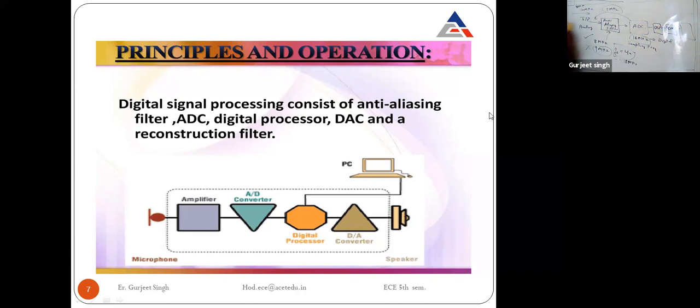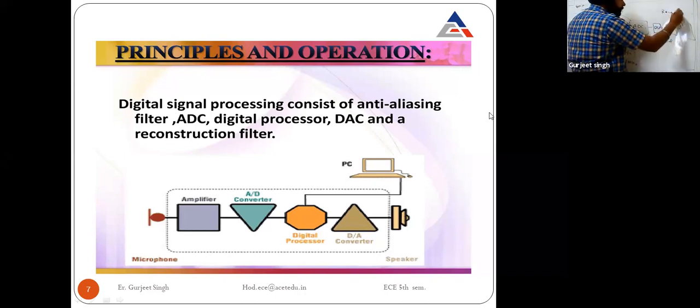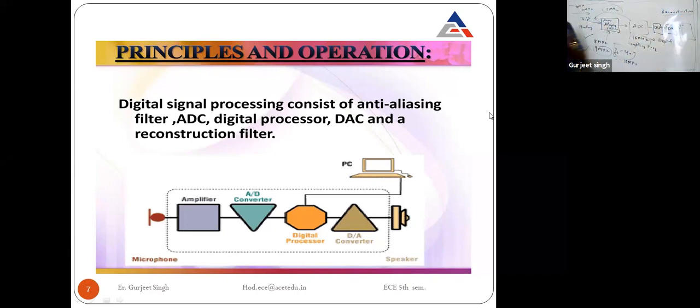Okay, here we are applying the reconstruction filter. It will reconstruct our signal. After the DAC, the signal is converted into an analog signal, so it must be reconstructed by this reconstruction filter. So these are the elements of the DSP.